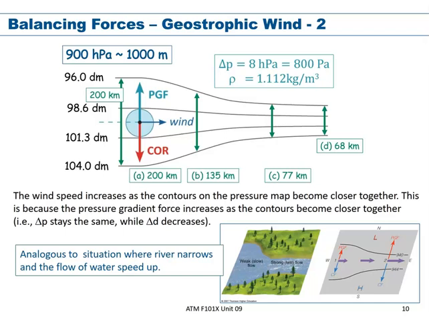What happens if the north-south pressure gradient increases as the wind blows from west to east? As the pressure gradient increases, the contours of pressure and height move closer together. The pressure surfaces become steeper, and so we expect the winds to increase. This is analogous to a river, where the speed of the river increases as the river narrows and the banks of the river move closer together.